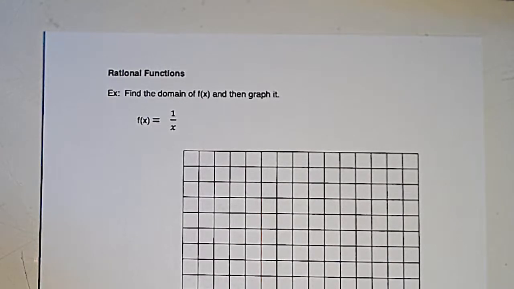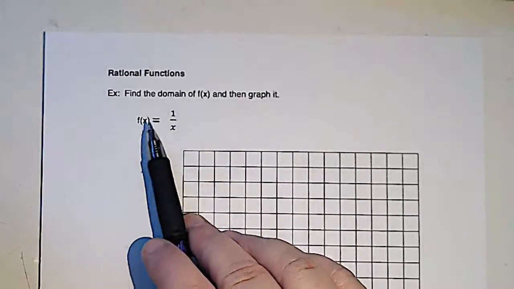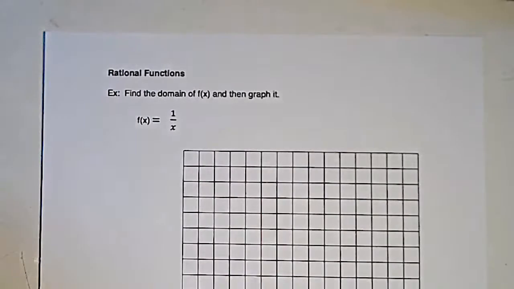So for rational functions, the poster child is this guy right here. f of x equals 1 over x. This is like the basic rational function. And I'm going to go ahead and graph this.